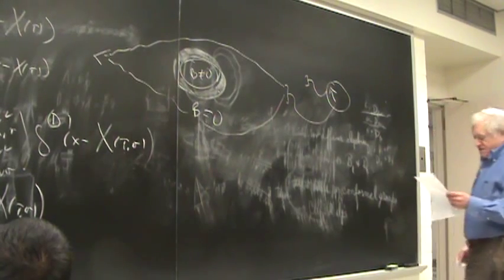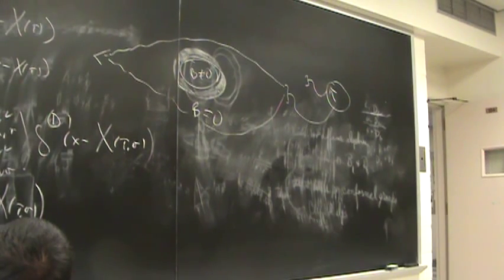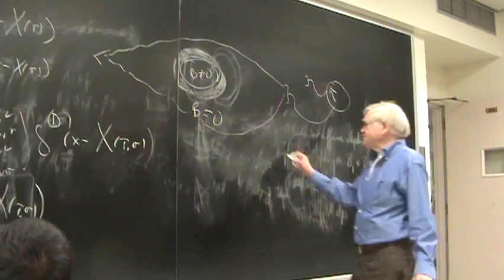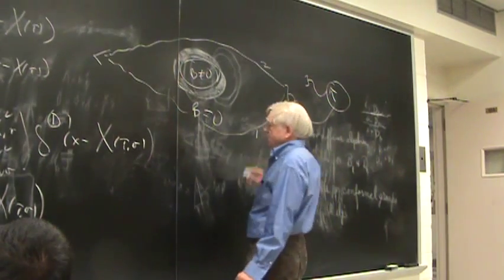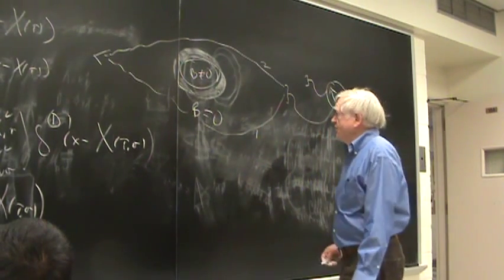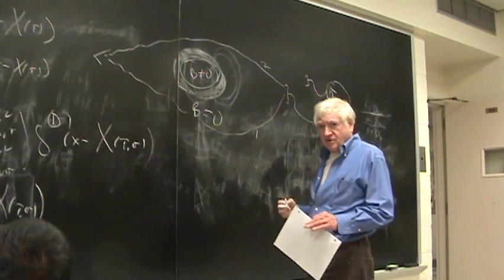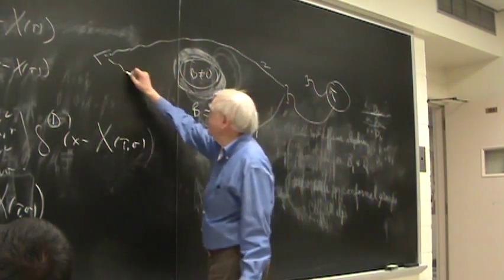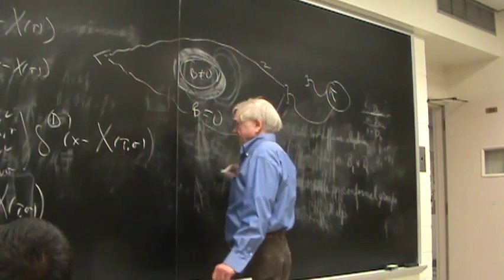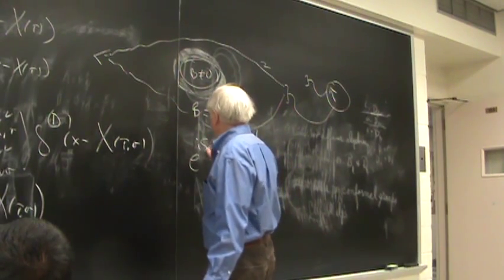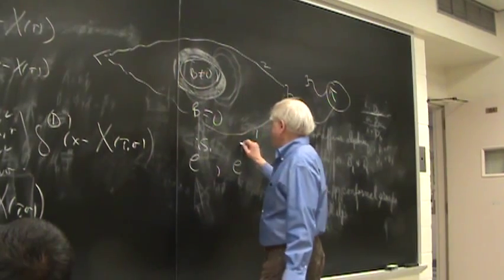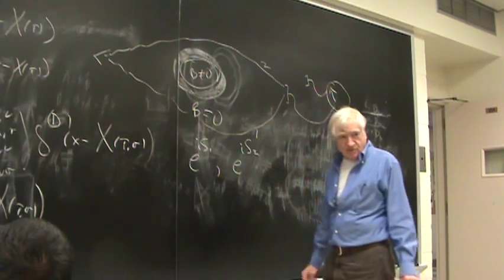Okay. So look at the phases. You can imagine this is trajectory one, this is trajectory two. Well, you know that if we take a path integral point of view, the phase associated with this amplitude is e to the i S1, and the phase of the other one is e to the i S2.